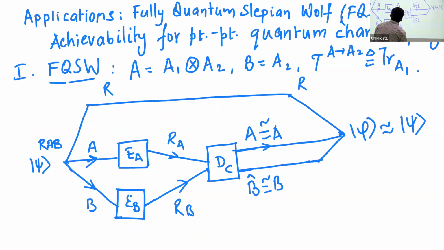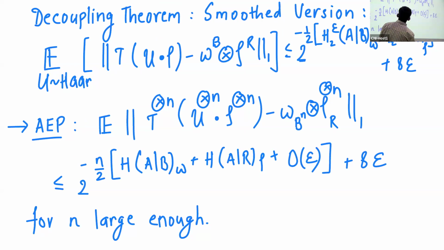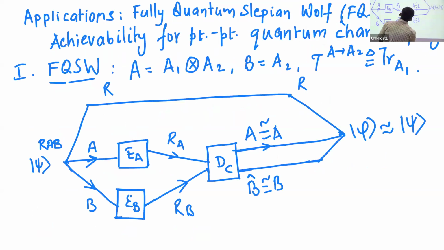Okay, so now let's take one example or an application of this. We have seen that in order to achieve decoupling, I need to apply any channel on the state U, known as conjugation. Whenever you see a fancy dot, all it means is U rho U dash. If the channel that I'm applying for decoupling is a partial trace channel, a marginalizing channel, then this gives rise to the so-called fully quantum Slepian-Wolf theorem.